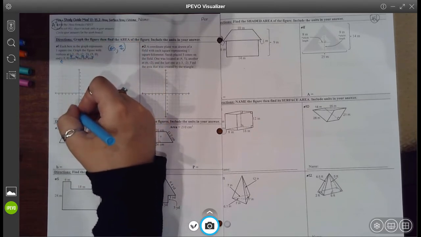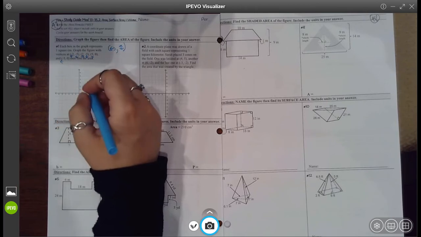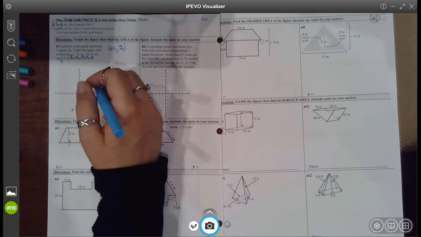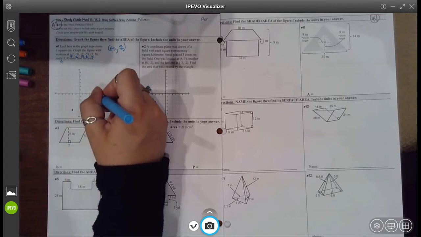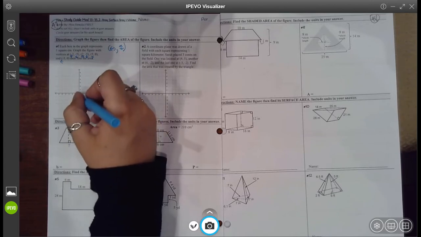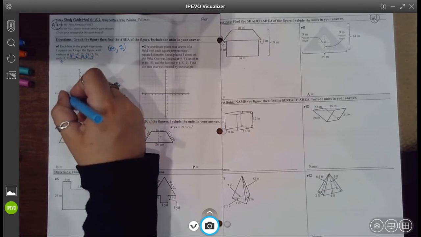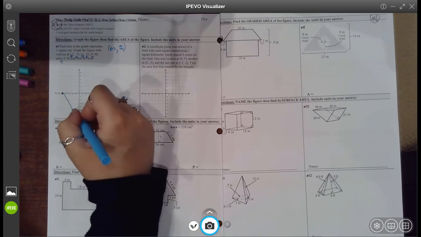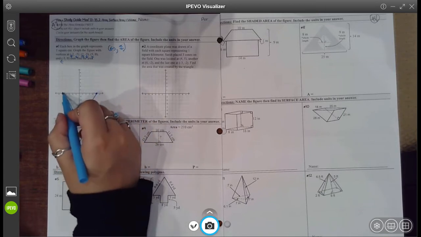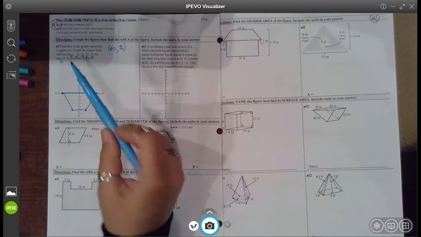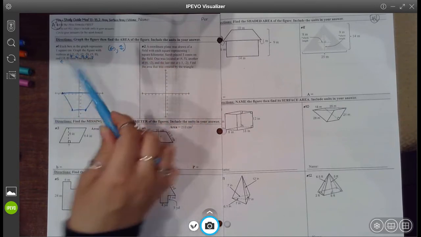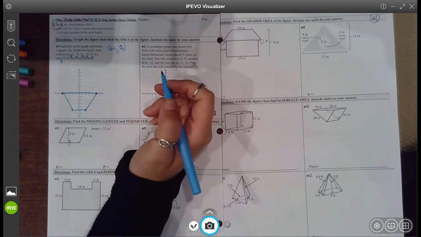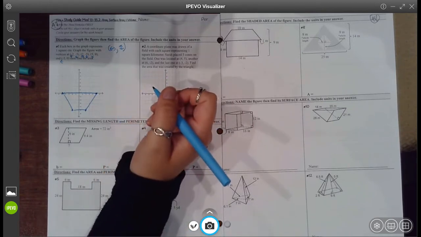1, 2, 3, 4, 5. 2 to the right and 5 down. 5 to the right and up, nothing. 5 to the left and up, nothing. And now you have those 4 points, so go ahead and connect them with straight lines. And what does that make? It's not a parallelogram because, yes, these 2 lines are parallel, but if you were to extend those, they would intersect. And since there's only one pair of parallel lines, that's a trapezoid.